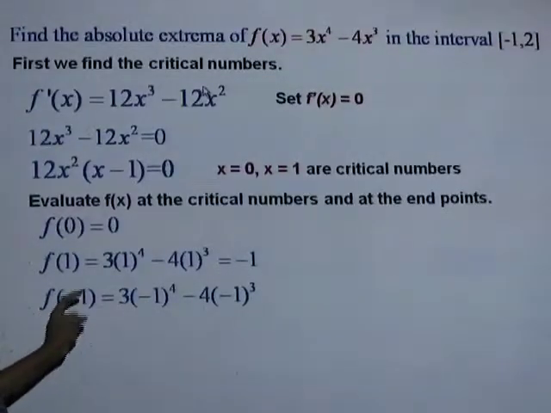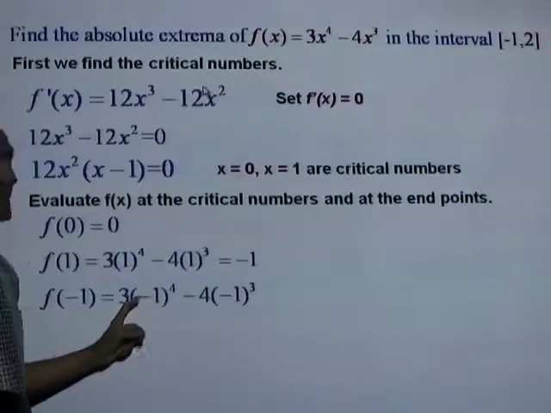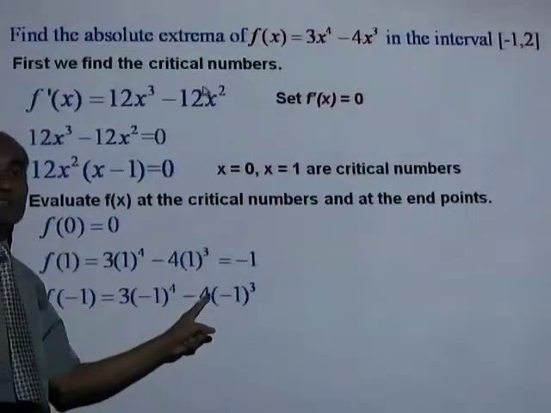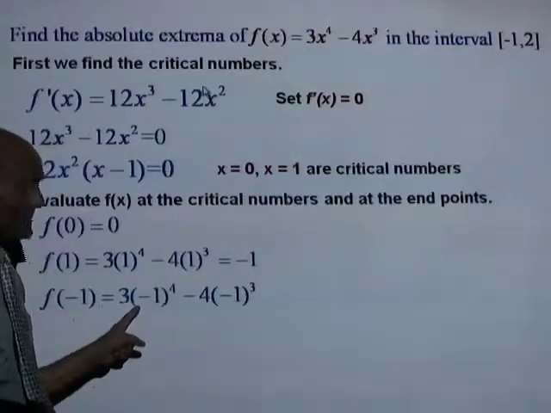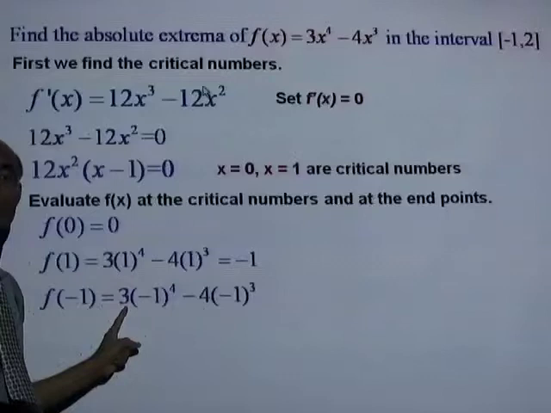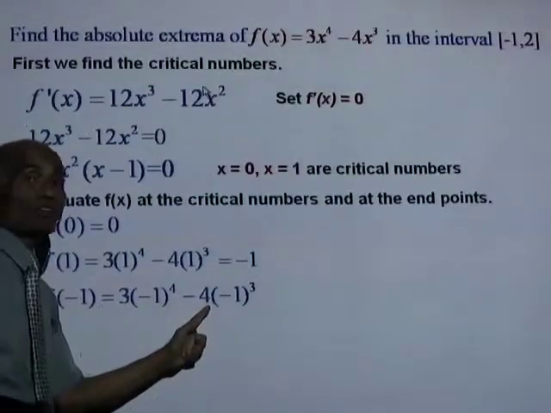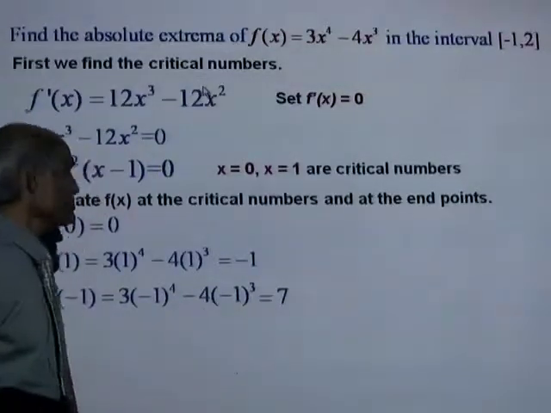F of -1, replace your x by -1. It'll be 3 times -1 to the power of 4 minus 4 times -1 to the power of 3. It's very important that you do this without making a mistake. So once you make a mistake on this, the error will be compounded. And this is equal to 7.